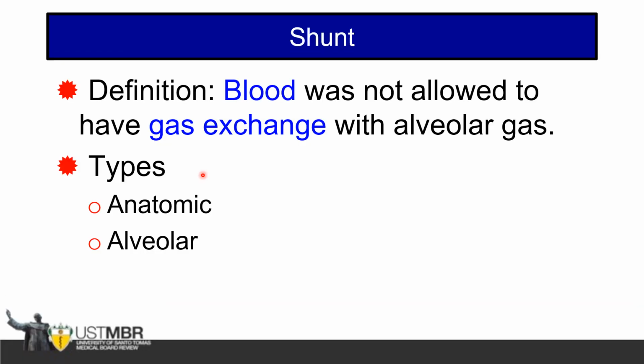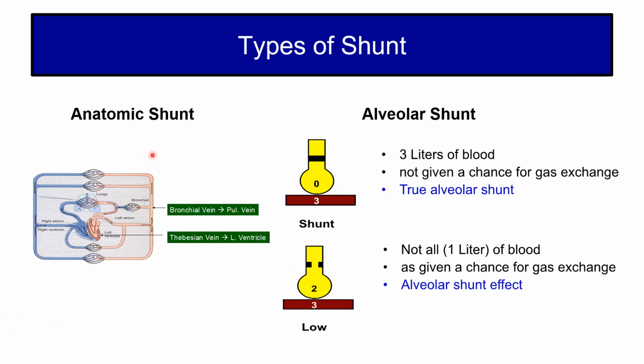So let us now talk about shunt. Shunt is a situation wherein blood was not allowed to have gas exchange with alveolar gas. And there are two types, the anatomic and the alveolar shunt. So we already discussed the two types of anatomic shunt. Now let us shift our attention to alveolar shunt.